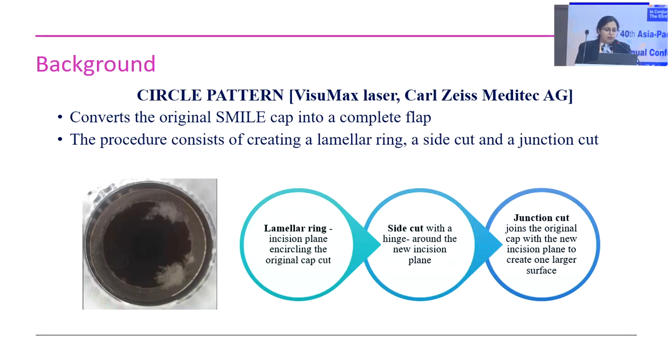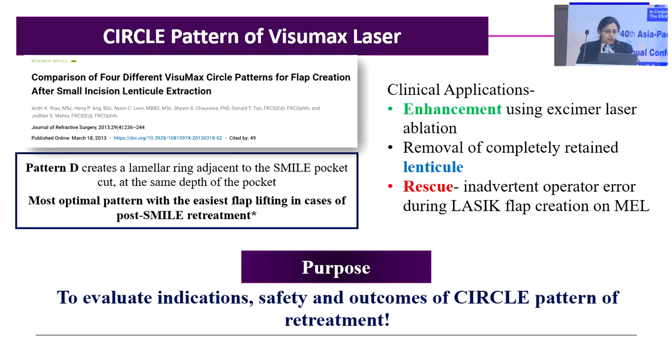Refractive lenticule extraction is the newest in the armamentarium of refractive procedures, and for a long time it was thought that retreatment is more challenging. Circle gives us an option around it, and the procedure consists of creating a lamellar ring, a side cut, and a junction cut that joins the original cap with the new incision plane to create one larger surface.